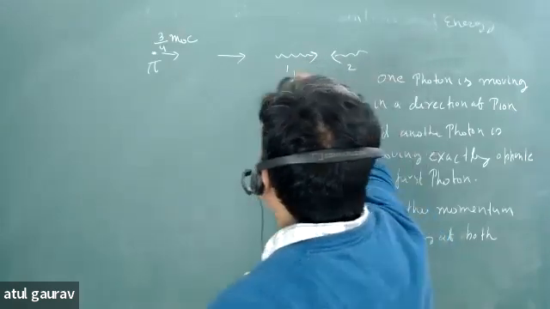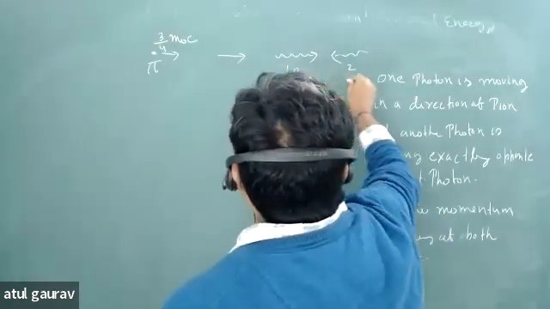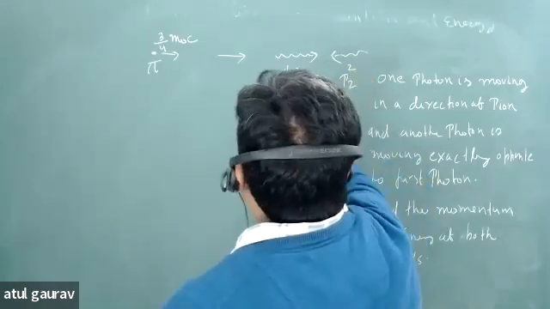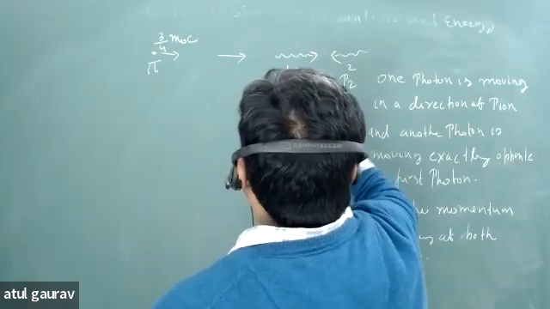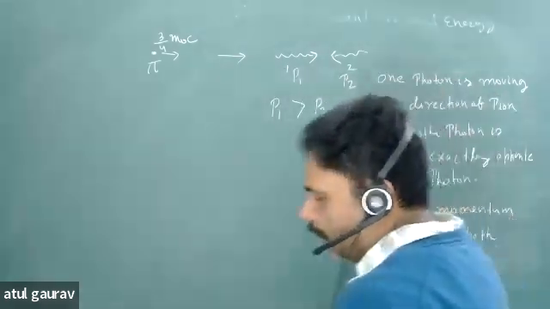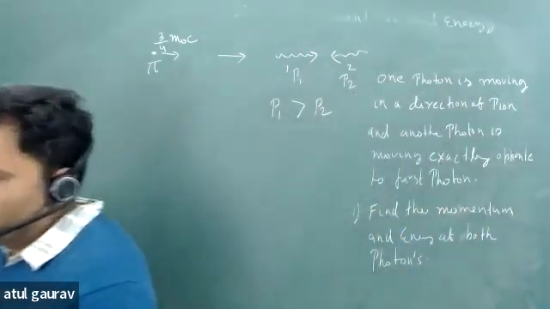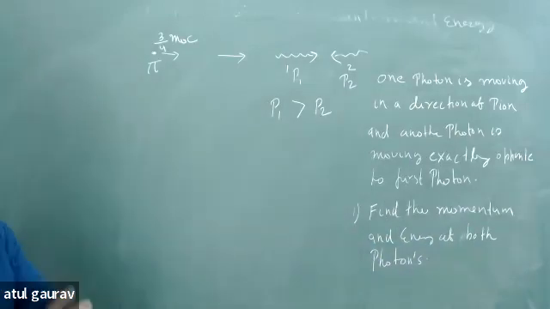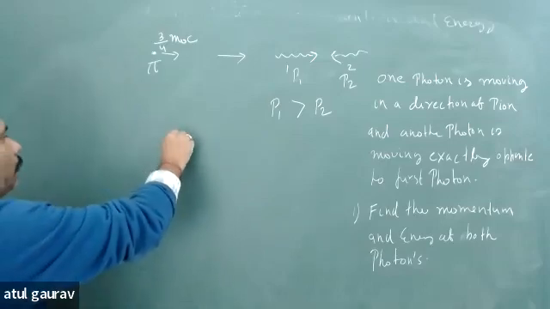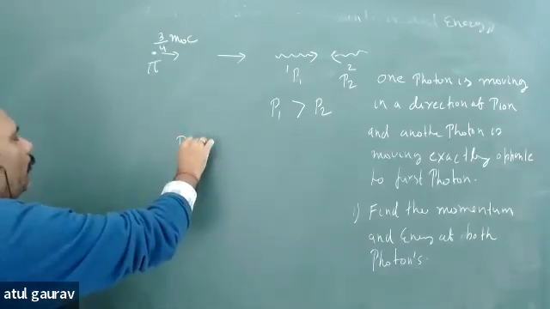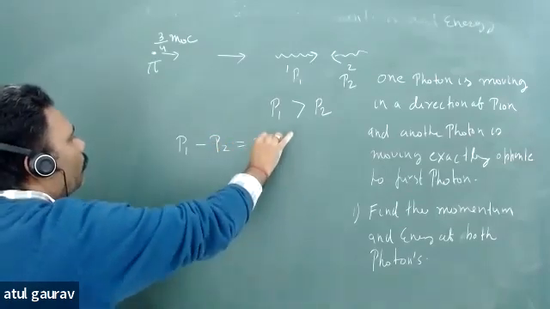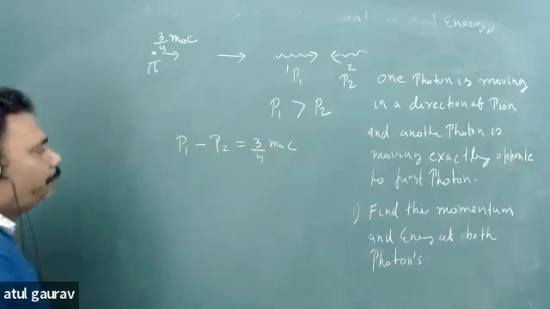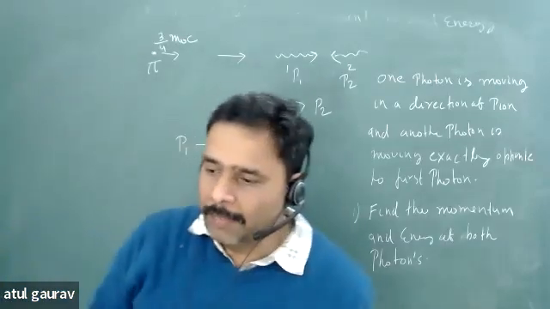Photon 1 needs more. Obviously, you have P1 and you have P2, and you can conclude that P1 must be greater than P2. P1's value should always be greater than P2. And from here, we can first use conservation of momentum. So what is conservation of momentum? P1 minus P2 is equal to 3/4 m naught c. Am I correct?